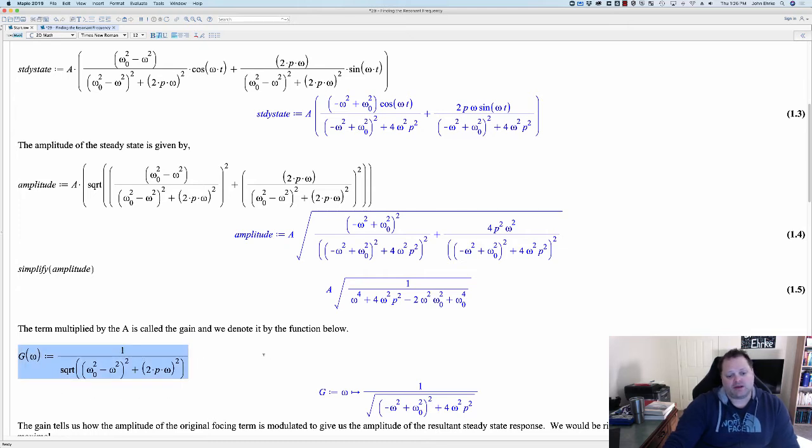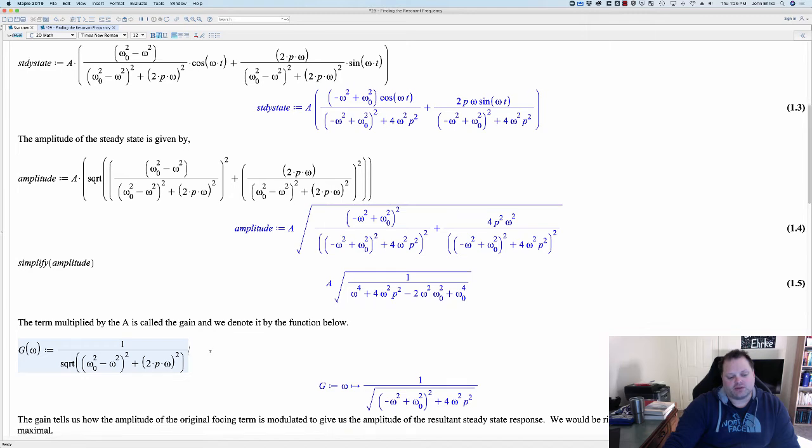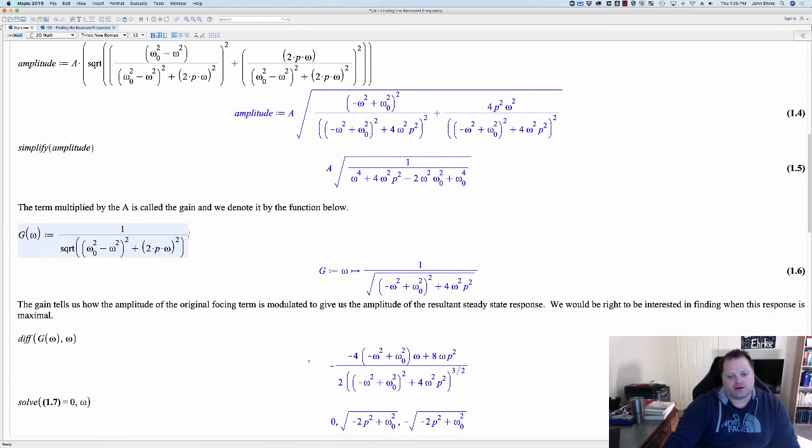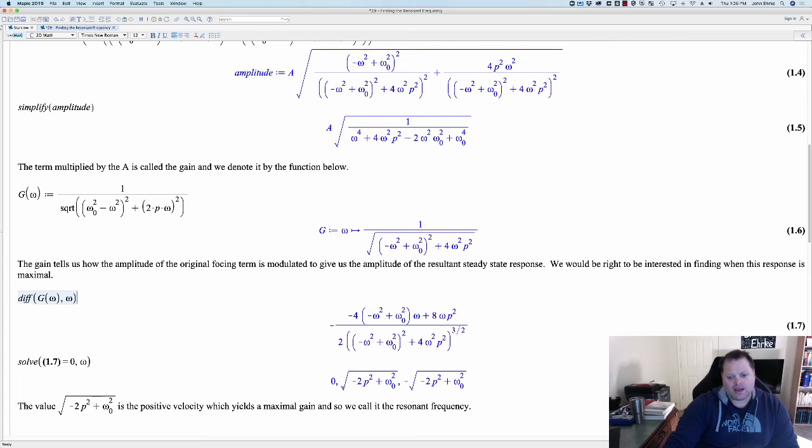I didn't want to do that by hand because I would have to take a derivative with respect to omega, and that's going to get kind of messy. So this is why I'm going to let Maple do it for us. Here I've differentiated this with respect to omega, and we're going to set it equal to 0 and solve for omega. It turns out 0 is the minimum value, so that would minimize the gain. And this is going to be the maximum value.